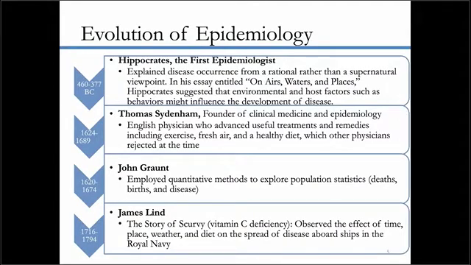Starting back with Hippocrates, the first epidemiologist, he explained disease occurrence from a rational rather than supernatural viewpoint. In his essay titled On Airs, Water, and Places, he suggested that environmental and host factors such as behaviors might influence the development of disease. Really, he's one of the first people who recommended that we go out and be in nature, and that nature is good for our health.